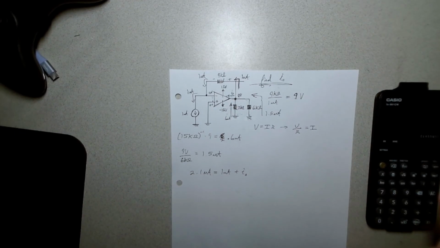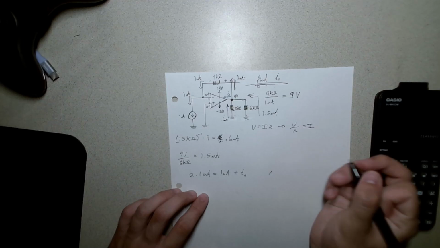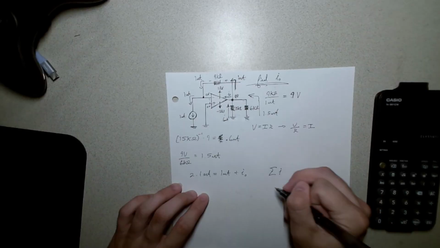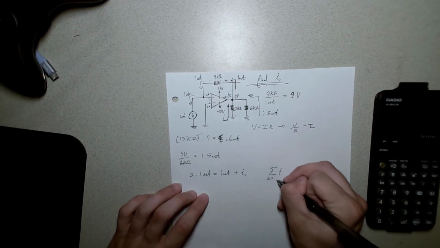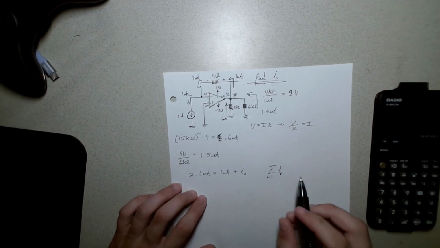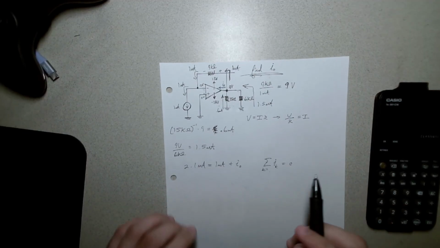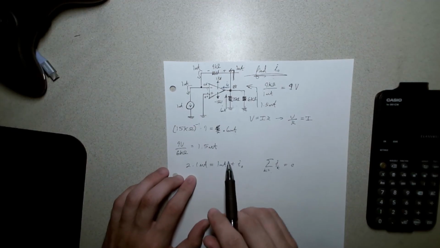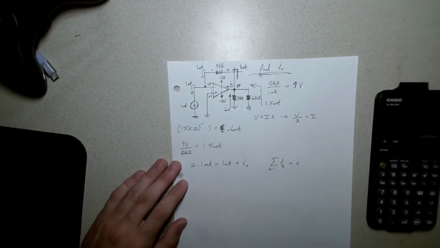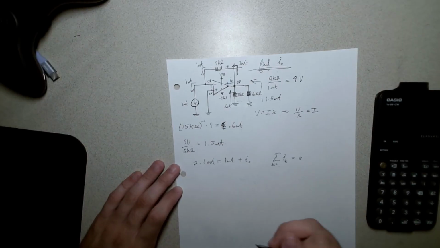So Kirchhoff's current law actually states that the sum of all currents entering a node is equal to 0. But what I like to do is I just like to write the currents entering the node on one side and the currents leaving the node on the other side. And all that's left to do right here is to solve for I naught.